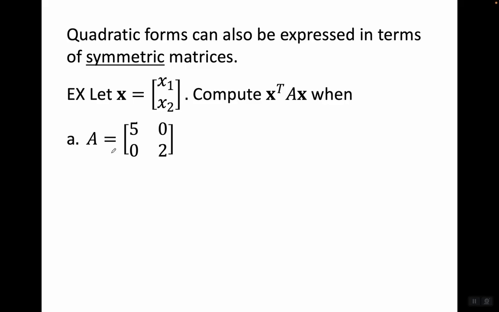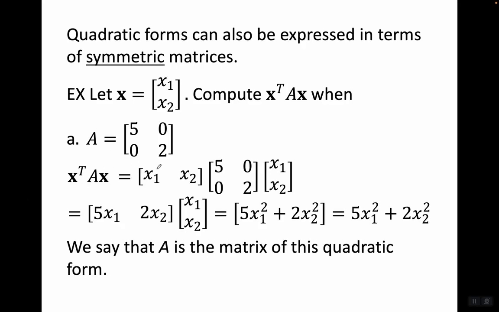So let x equal x1, x2. Compute x transpose Ax when A is the matrix 5, 0, 0, 2. X transpose is going to be this row vector, this 1 by 2 matrix, times 5, 0, 0, 2 times x1, x2. Multiply these first two together, and we get 5x1, 2x2. Multiply that by x1, x2, and we get 5x1 squared plus 2x2 squared.